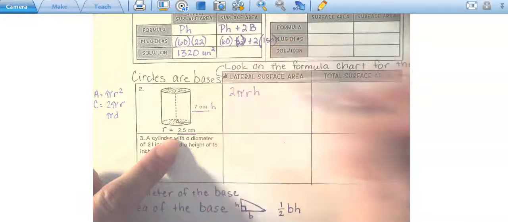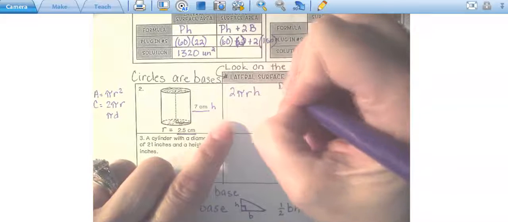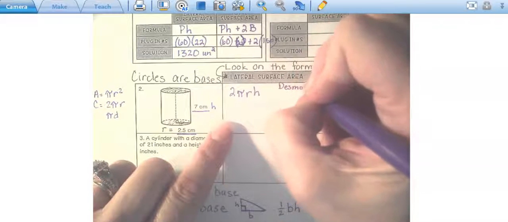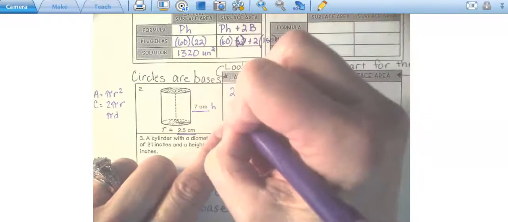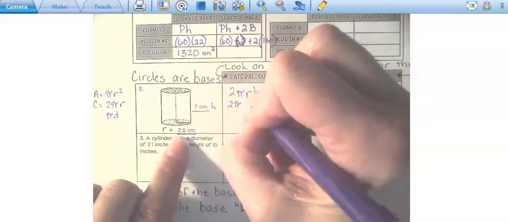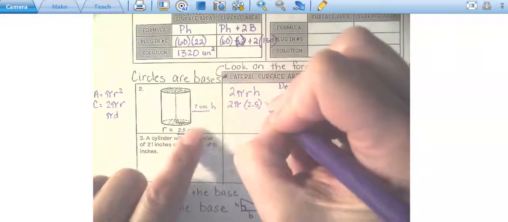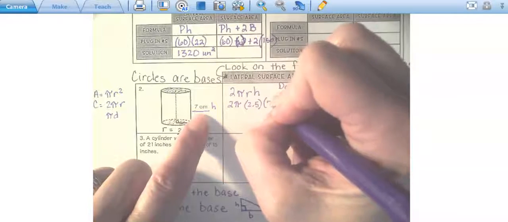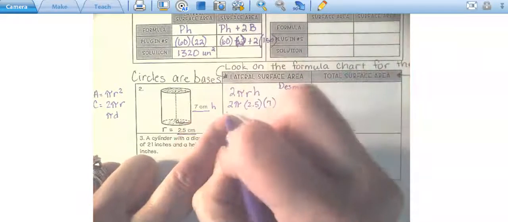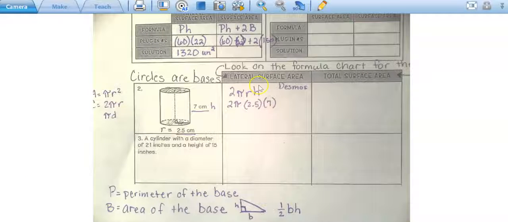That's your h. So if you're plugging in those values, obviously you can use Desmos. You can do 2 times pi, take out the r and put 2.5, take out the h and put 7, and you'll be multiplying all three of those together. So I will do that for you real quick.